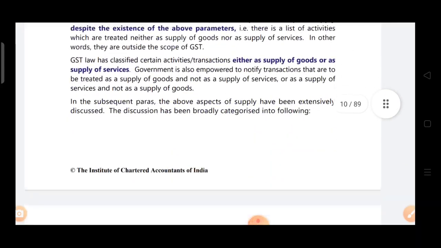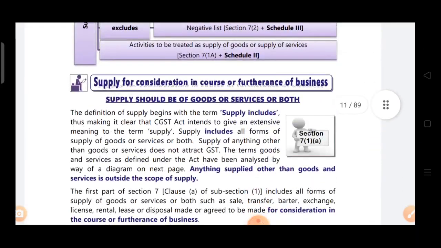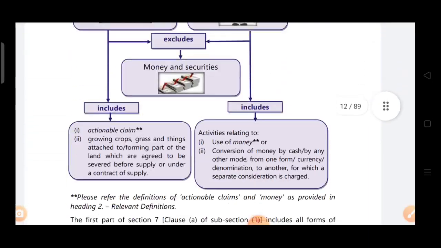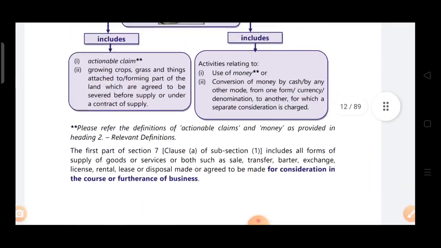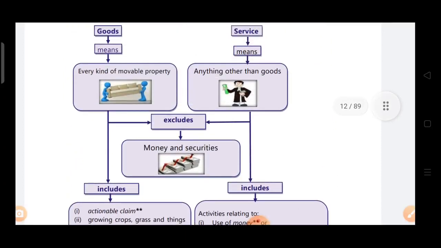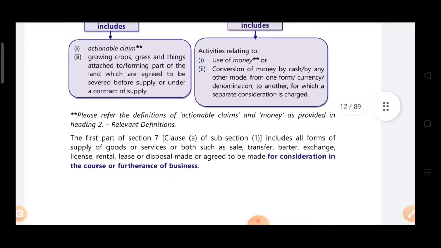We have already discussed the first parameter in detail. Supply should be of goods or services or both. This entire parameter we have studied. It was very simple, that it should be of goods or services. That's why they have defined goods or services properly in chart form. So it should be of goods or services.